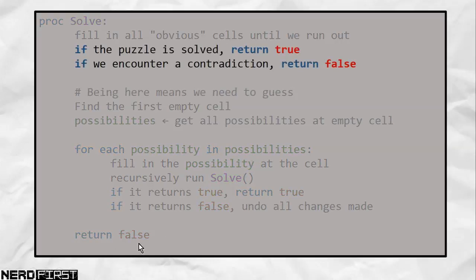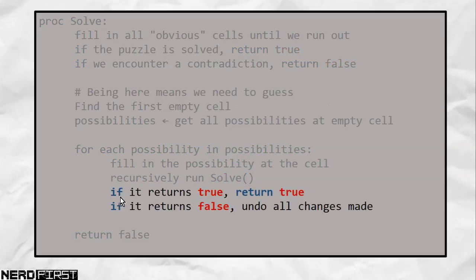Don't forget that it can return either true or false. What this means is if we get true as a result of this recursive run, we know that we are done. We've managed to actually get a correct guess and solve the puzzle. If we get false, that means that our guess must have been wrong, and as a result, we want to undo all the changes that have been made.